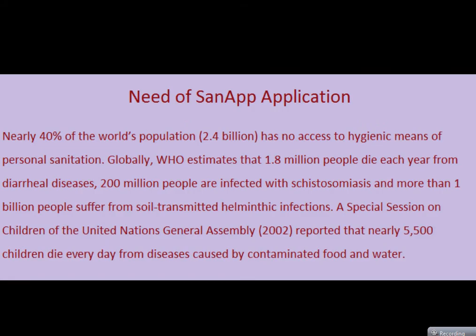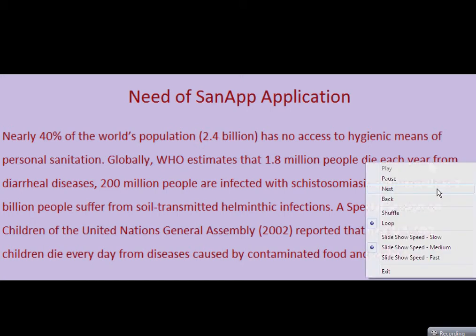Here is a statement: nearly 40% of the world population, that's 2.4 billion, has no access to hygienic means of personal sanitation. Globally, WHO estimates that 1.8 billion people die each year from diarrheal disease, 200 million people are infected with schistosomiasis, and more than 1 billion people suffer from soil-transmitted helminth infection. A special session on children of the United Nations General Assembly reported that nearly 5,500 children die every day from diseases caused by contaminated food and water.